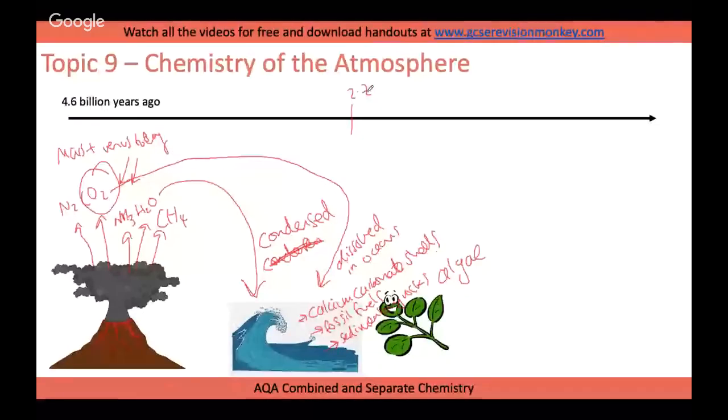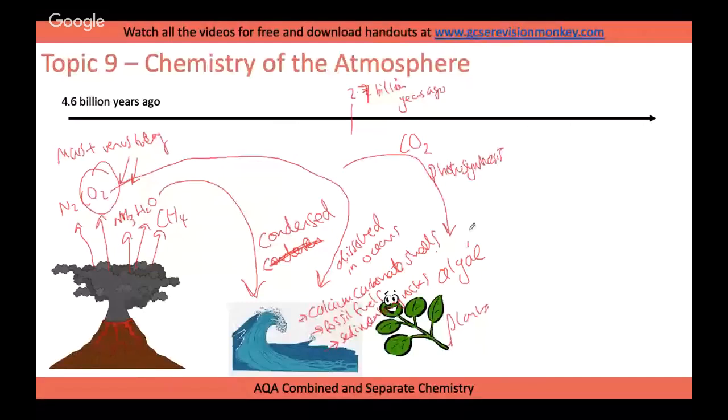2.7, sorry, my writing, billion years ago. We had algae forming and plants a little bit later on, and they took in the carbon dioxide in a process called photosynthesis, which you should be aware of. And in the process of photosynthesis, they took in the carbon dioxide and they released oxygen. So the levels of oxygen in the atmosphere started to rise, which sustained other life.